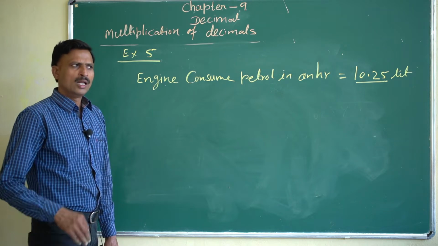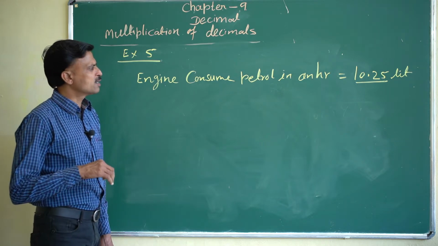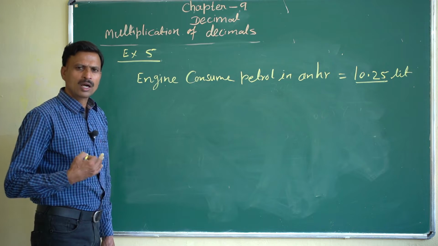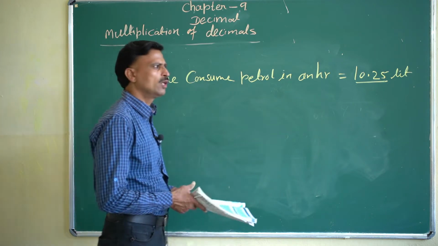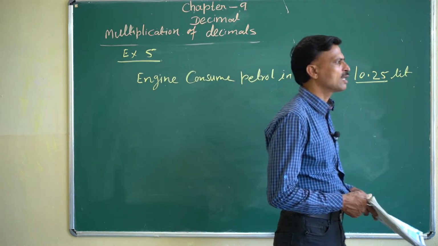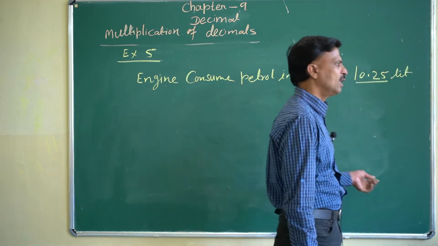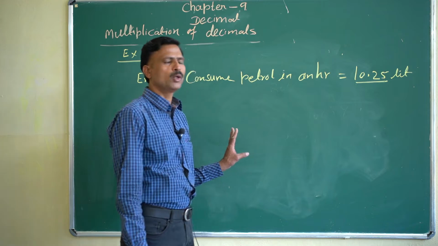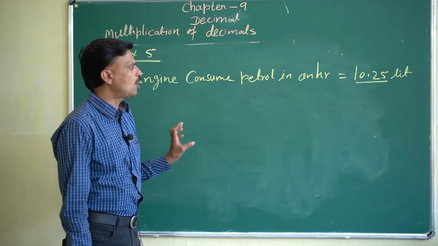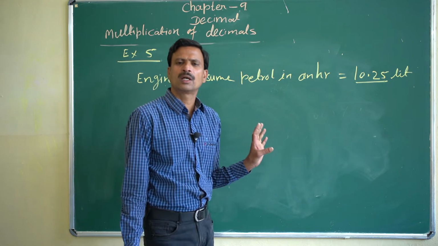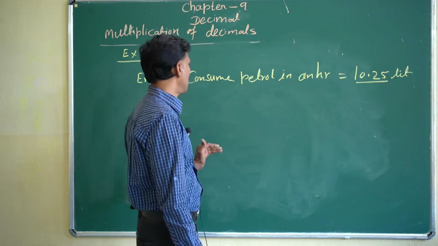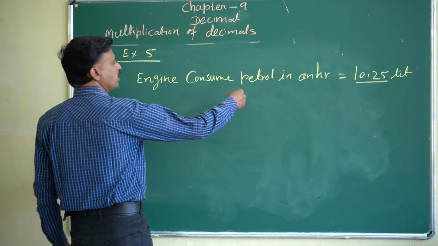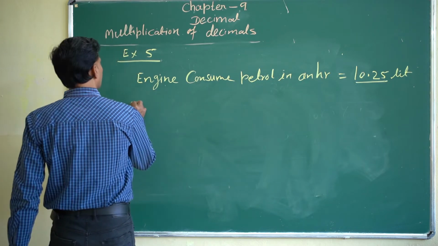of petrol. So in case instead of 1 hour your car is running for 14 hours, if you are driving continuously 14 hours instead of 1, and in 1 hour the car was consuming 10.25 liters of petrol, how much petrol will the car engine consume in 14 hours? So the engine consumes petrol in 14 hours.